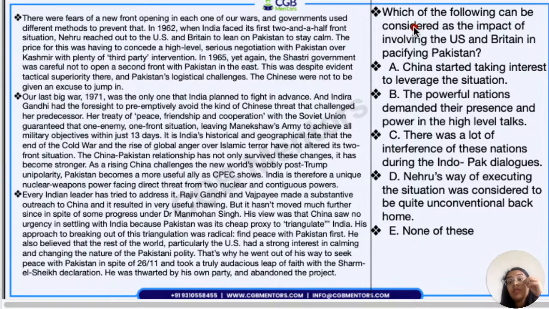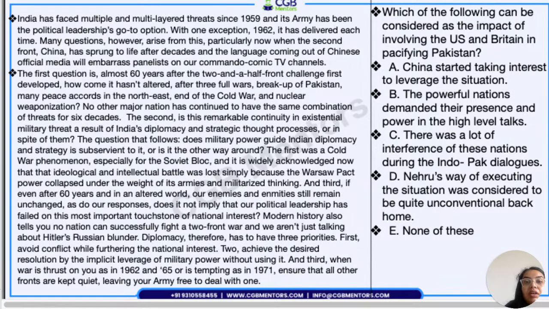Question number 1 says, which of the following can be considered as impact of involving the US and Britain in pacifying Pakistan? Okay, so what do we get to see here? There were fears of, there were fears. We'll start from here, sorry. India has faced multiple and multi-layered threats. Army has been the political leadership's go-down option, with one exception of 62.